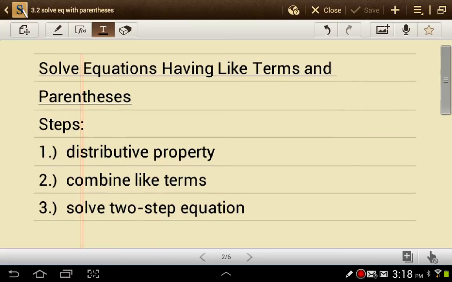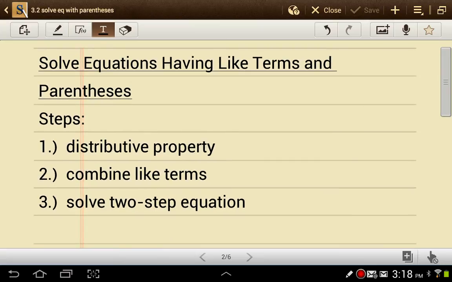Basically we have three steps when solving these. The first step is, if the distributive property is in the problem, you want to do that first. Second, you want to combine any like terms that might be in there. And then third, you're going to be left with a two-step equation that we worked on yesterday and last night. So that would be what you want to do third.